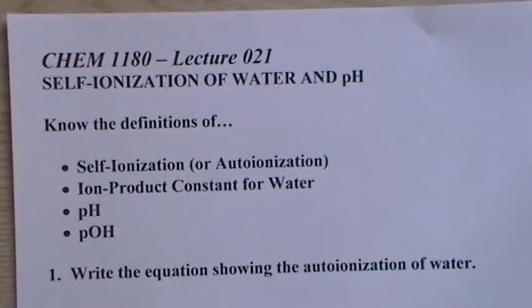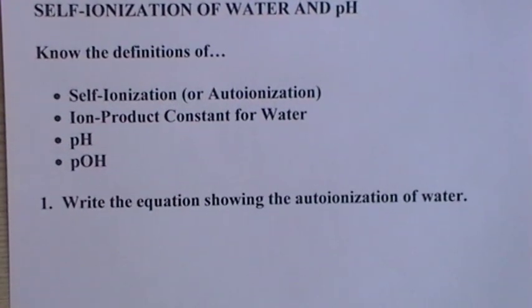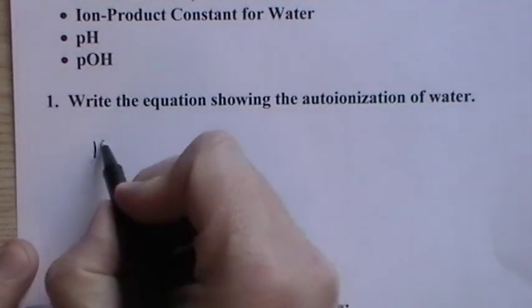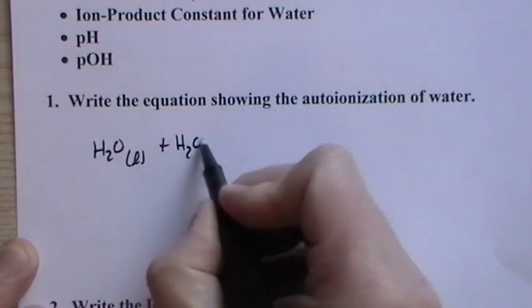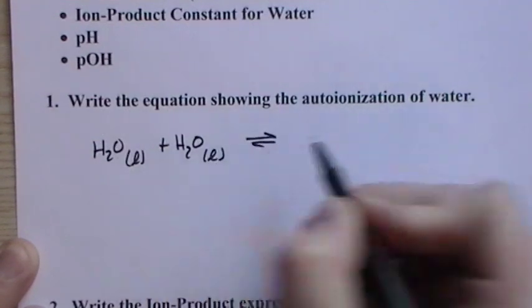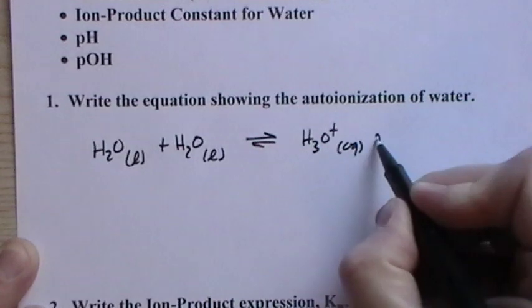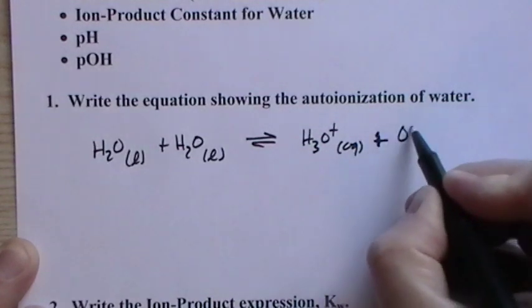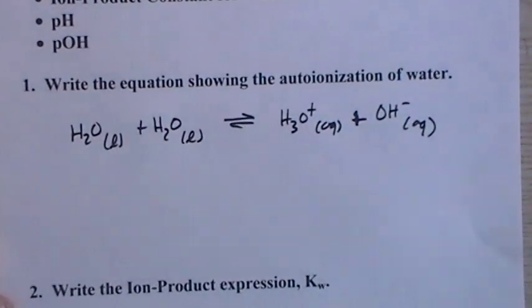Okay, the self-ionization of water and pH. It's also called auto-ionization of water. Write the equation showing the auto-ionization of water. Well, two waters can come together and form, one gives up an H+, the other accepts it. And that is the deal.